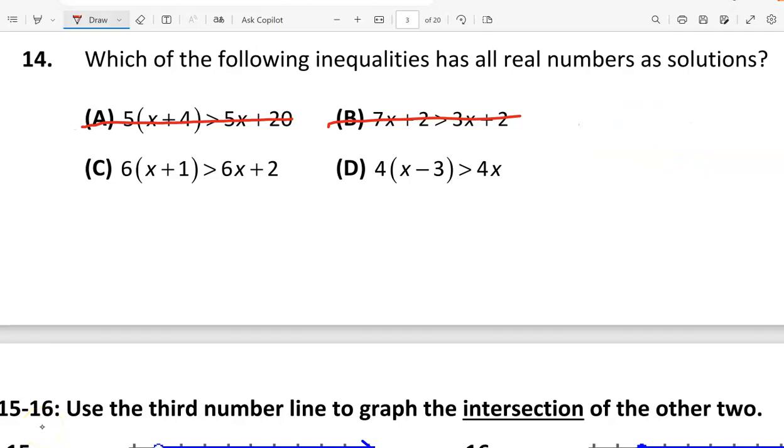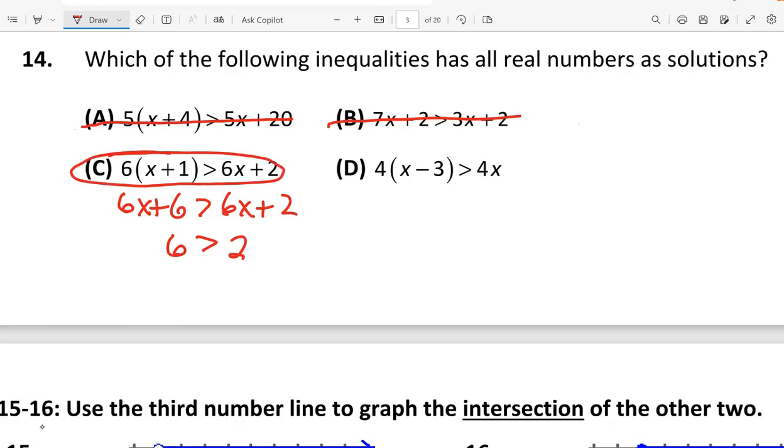Now let's attempt to solve choice C. Distributing, 6x plus 6 is greater than 6x plus 2. Subtracting 6x from both sides, we get 6 is greater than 2. In my experience, 6 is always greater than 2, so this has a solution of all real numbers. Let's take a look at that last answer choice. Distributing, 4x minus 12 is greater than 4x. When we subtract 4x from both sides, we get negative 12 is greater than 0. That is, in fact, never true, so it has no solution.